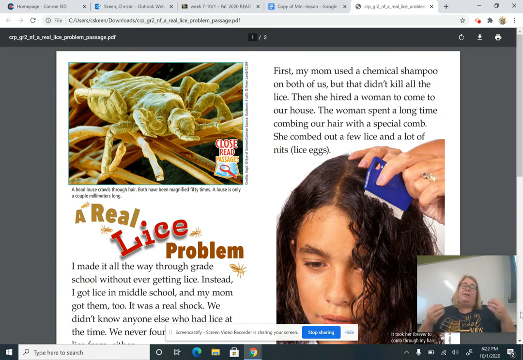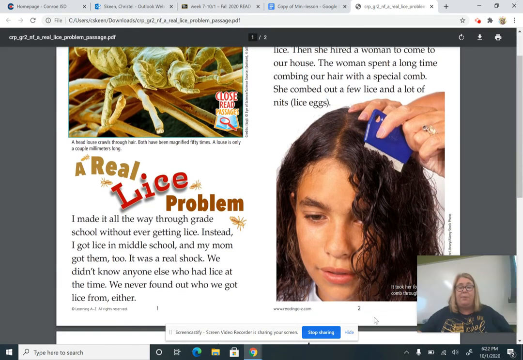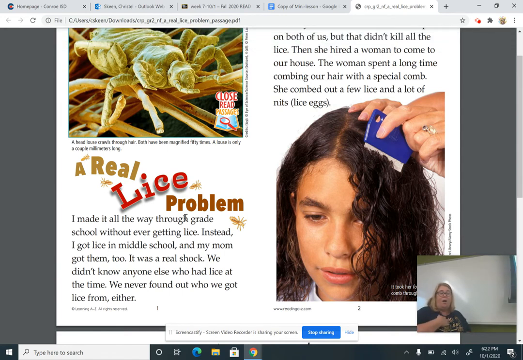So okay, guys, I'm going to teach you this reading strategy lesson today. I'm going to teach you this new reading strategy called freeform maps. And when you do a freeform map, what you actually do is you read something and you make a picture about what you read, about the important parts. So if I'm reading this article here, a real lice problem, you guys all have it. I'm going to read here. I made it all the way through grade school without ever getting lice. Instead, I got lice in middle school and my mom got them too. It was a real shock. We didn't know anyone else who had lice at the time. We never found out who we got the lice from either.